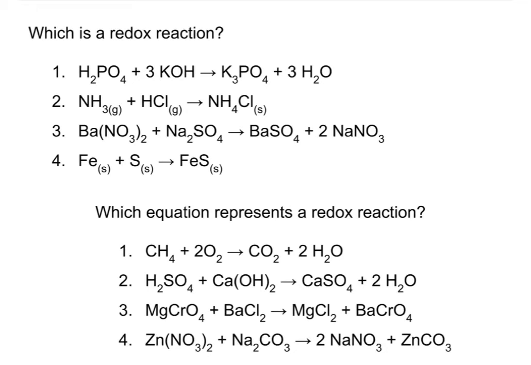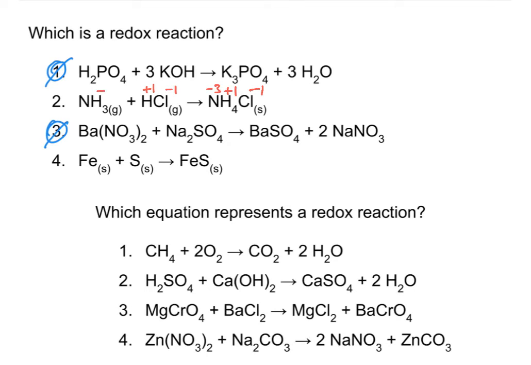Same assignment over here. While we're looking for the redox reaction in the first question, we can immediately cross out equation number 1 and 3, because number 3 is a double replacement reaction and number 1 is the reaction between acid and base. It's a neutralization reaction, so it's a case of double displacement. So in those two reactions, we do not expect any change in the oxidation state of the elements. So we will be choosing between reaction 2 and 4.